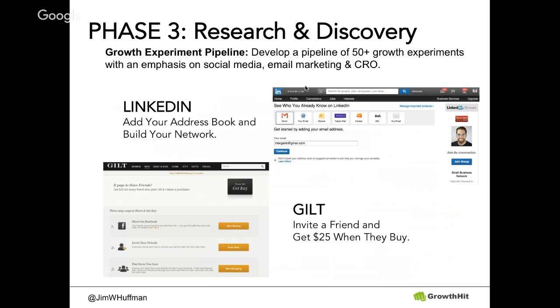And Guilt, in this bottom example, in the early days, they got 75% of new users from this one acquisition tool. And because they knew how much it costs to acquire a customer, they could give someone $25 if they invited a friend and that friend made a purchase. So just having this one referral mechanism, they're able to have a pretty good growth rate.